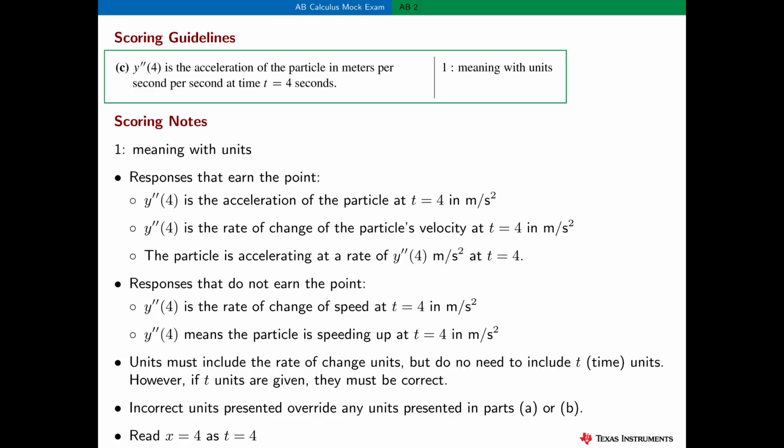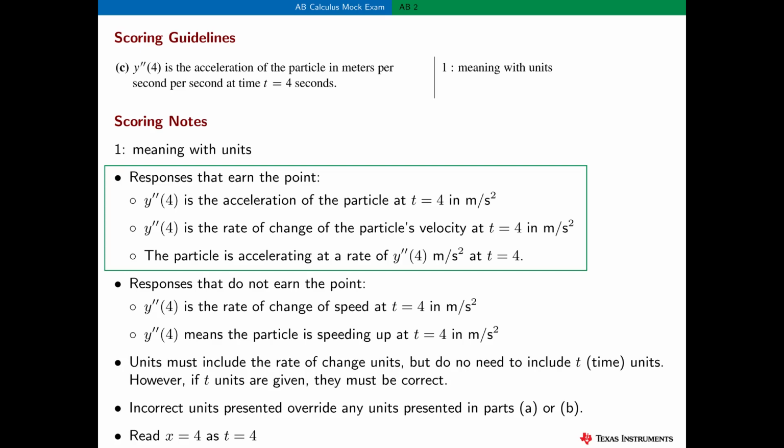Here are the scoring guidelines for this question. Pretty straightforward. 1 point for the correct meaning with units. And by meaning, we want the student to recognize that the second derivative is the acceleration of the particle, and the student must also refer to the specific time, t equal 4.